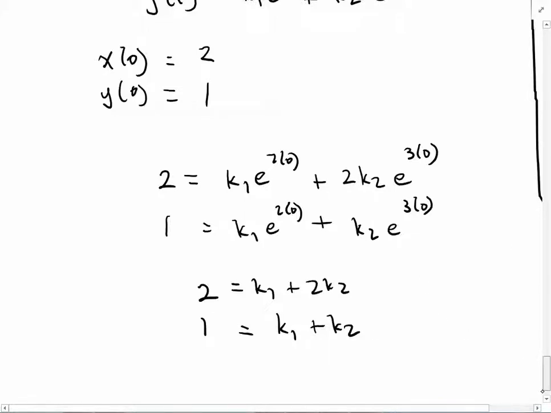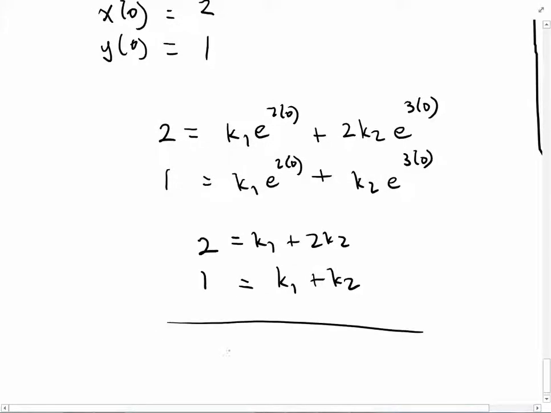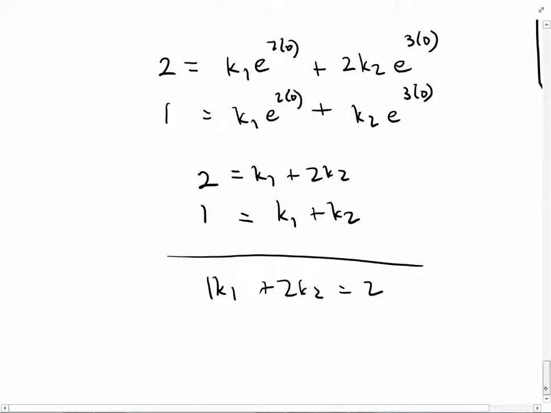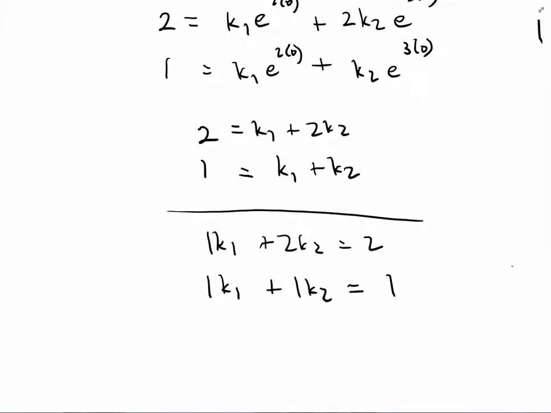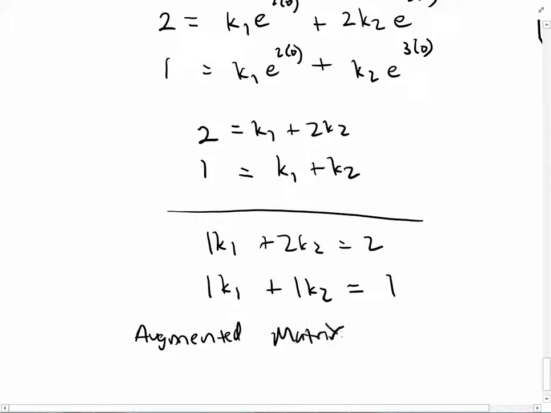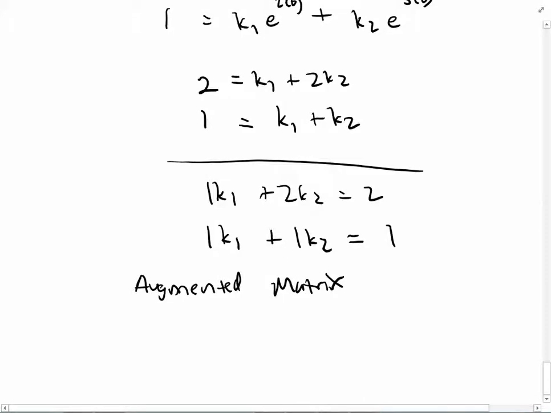So let's rewrite these real quick. k1 plus 2k2 is equal to 2, and then we have 1k1 plus 1k2 is equal to 1. What that boils down to is that I'm going to convert this into matrix form. This is called an augmented matrix, and we won't spend any time on developing this because it's kind of tedious. Really all we want is to solve for k1 and k2. So the augmented matrix looks like this.